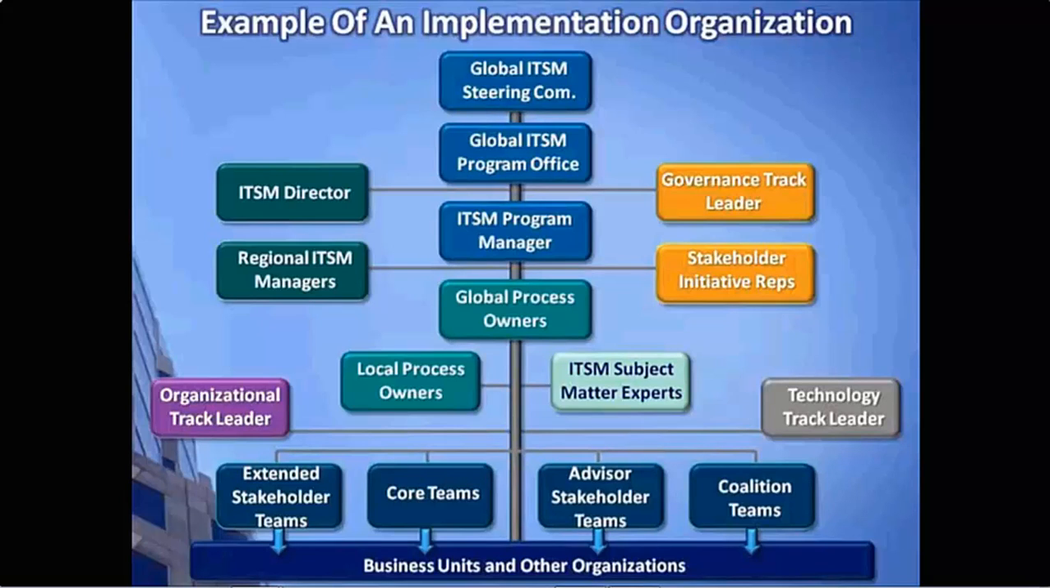There's an organization track, a technology track, a process track, and a governance track for measurements and reporting. And so on a global basis, we have global versions of each of these, and then we have local versions of each of these. Towards the bottom, you see where your extended stakeholder teams are at. That's your advisors and subject matter experts, your core teams, and coalition teams, which I'll talk about in a minute for very large companies. But again, this is just one way you might organize to try to pull things together. And again, this is described in the Implementing ITIL book in much more detail.